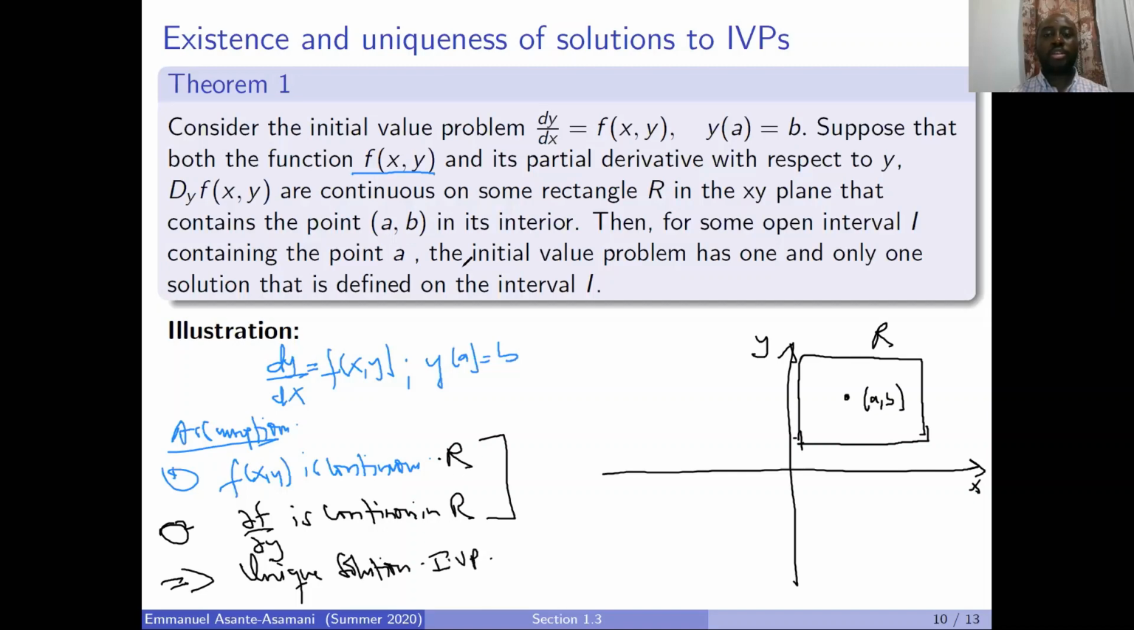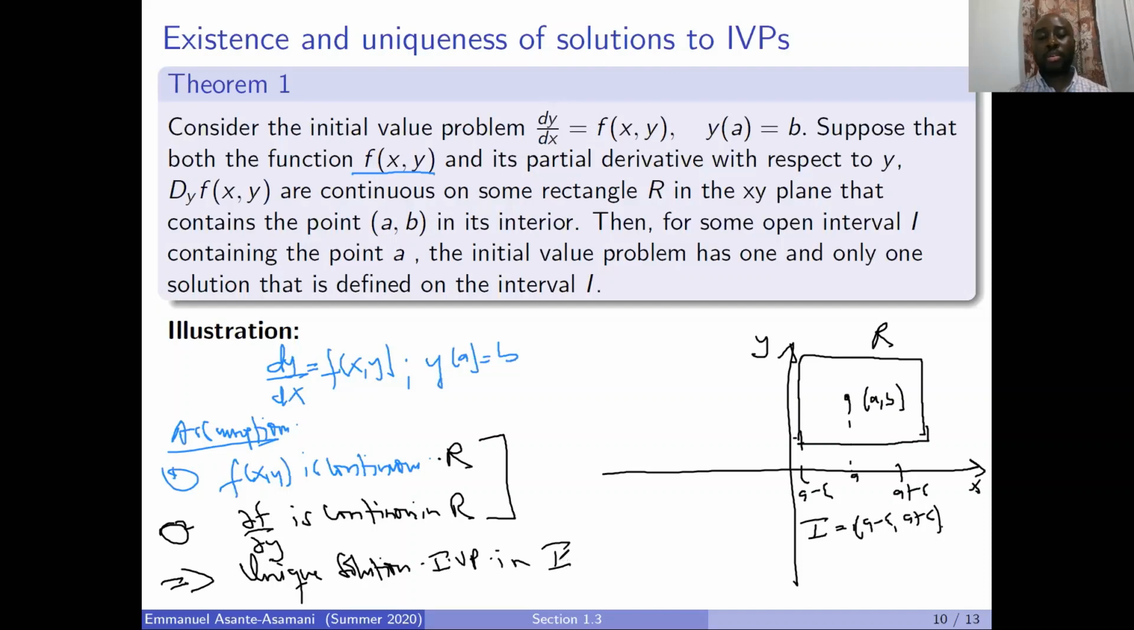Okay, and that unique solution can be defined within some interval around my initial point. So this is a minus some epsilon, and this is a plus some epsilon. Let's call that interval I. It's an open interval. So there is some unique solution in I.